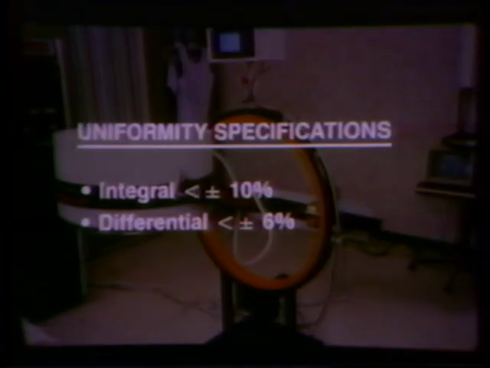Integral uniformity in present-day cameras should be less than plus or minus 10% variance, and differential should be less than plus or minus 6% variance. The smaller the percentage of variance, the better the uniformity of a system.